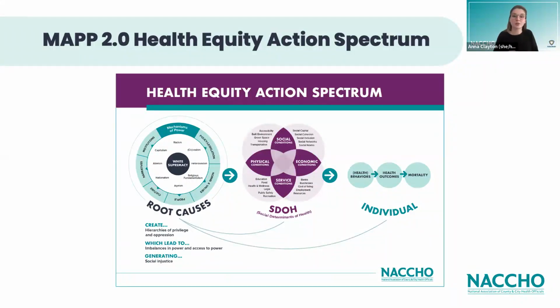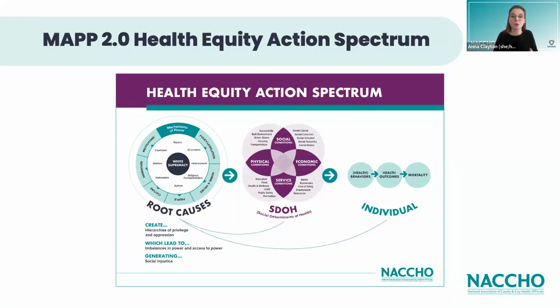Throughout MAPP 2.0, you'll see reference to the health equity action spectrum. This was a tool that was created to outline the relationship between root causes, social determinants of health, and health outcomes and behaviors. Since the goal of MAPP 2.0 is to center health equity, we knew from the field that we needed to provide more tools to help MAPP practitioners and their partners differentiate these concepts and put them into action.